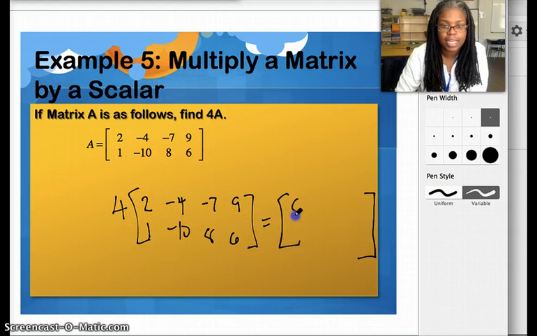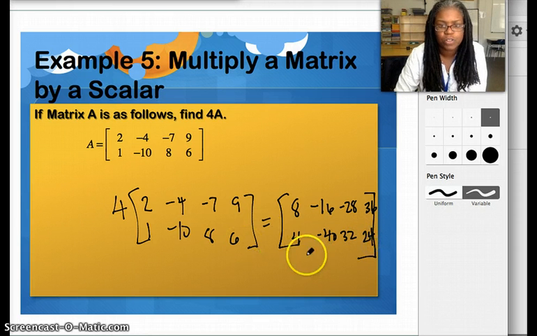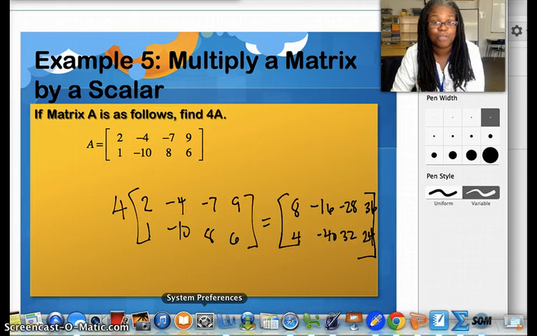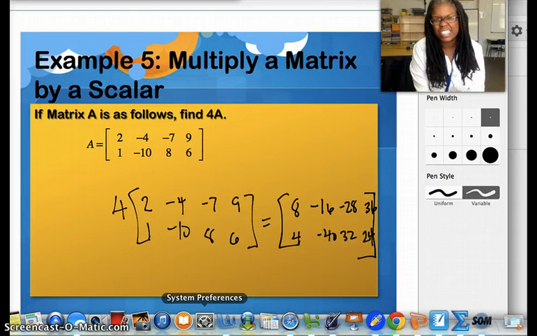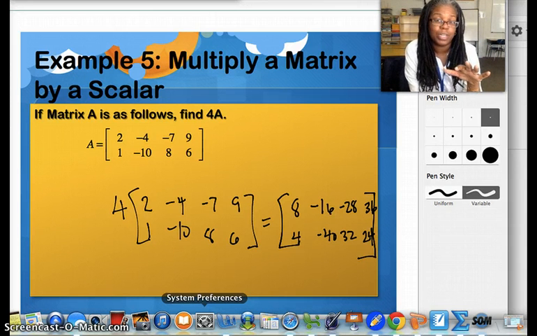4 times 2 is 8. 4 times that gives me a negative 16, negative 28, a positive 36 here, a positive 4, negative 40, positive 32, and finally a positive 24. So this is the resultant matrix that we got after scalar multiplication. And it's kind of easy, right? Not too bad. We're going to actually use this later and apply it to solving systems of linear equations. So we just need to really get the practice and the handle of working with adding, subtracting, and multiplying with a scalar. That's why we're doing this at this point in the chapter.